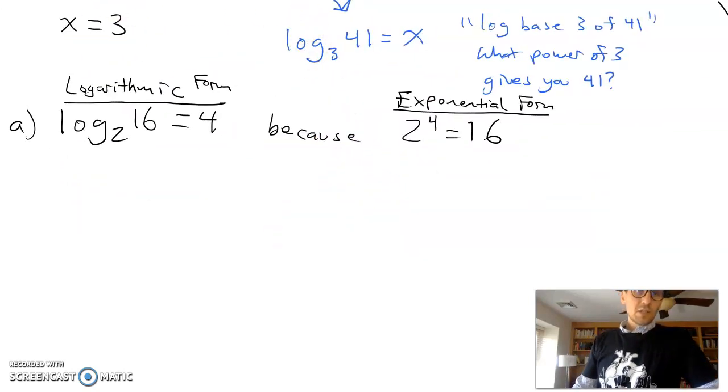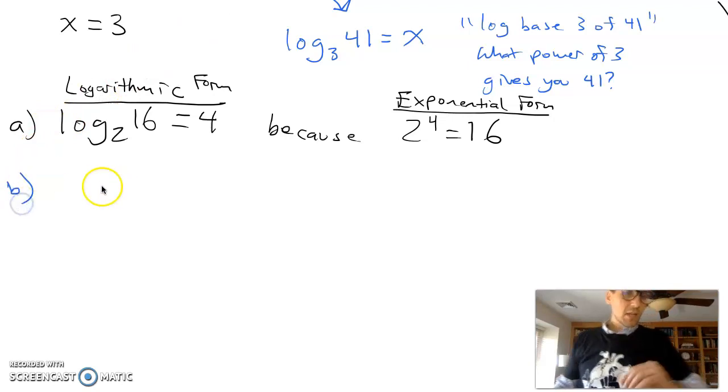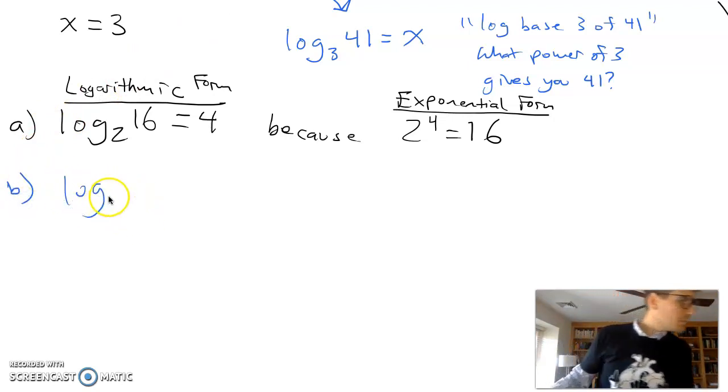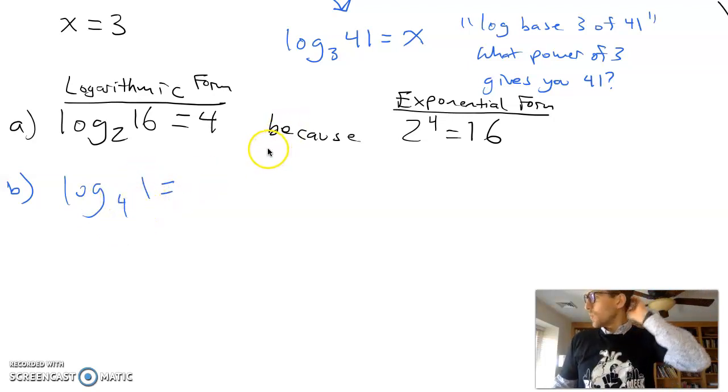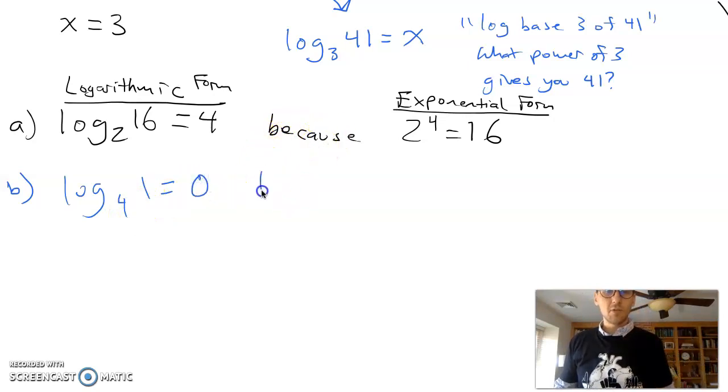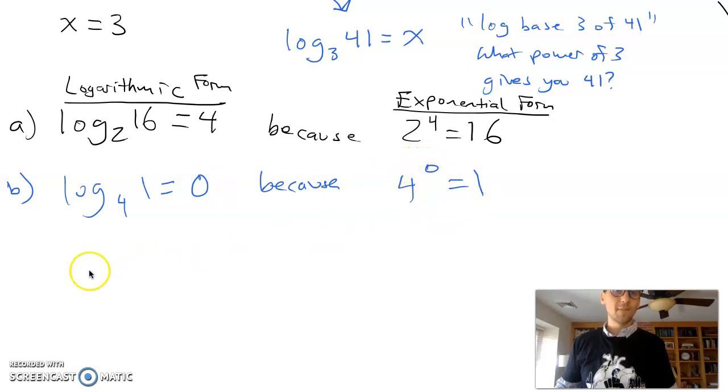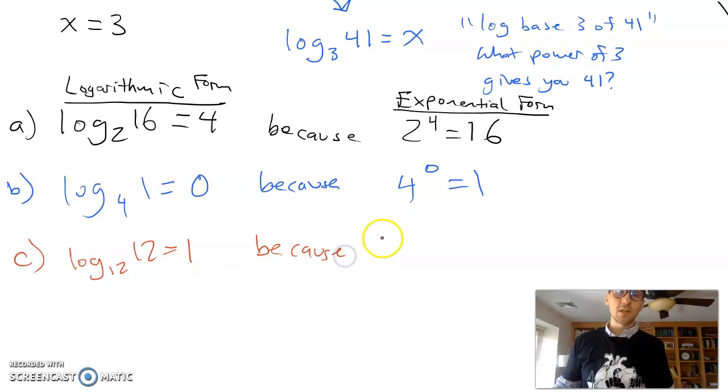So, let's look at a few more examples to help with our understanding. What's the log base 4 of 1? It says, what power of 4 gives me 1? There's only one power that gives me 1, and that's the power of 0. That logarithm is true because 4, the base, to the 0 equals 1. Let's look at C. Log base 12 of 12. This is saying, what power of 12 gives me 12? Well, the first power. And that's true because 12 to the first equals 12.